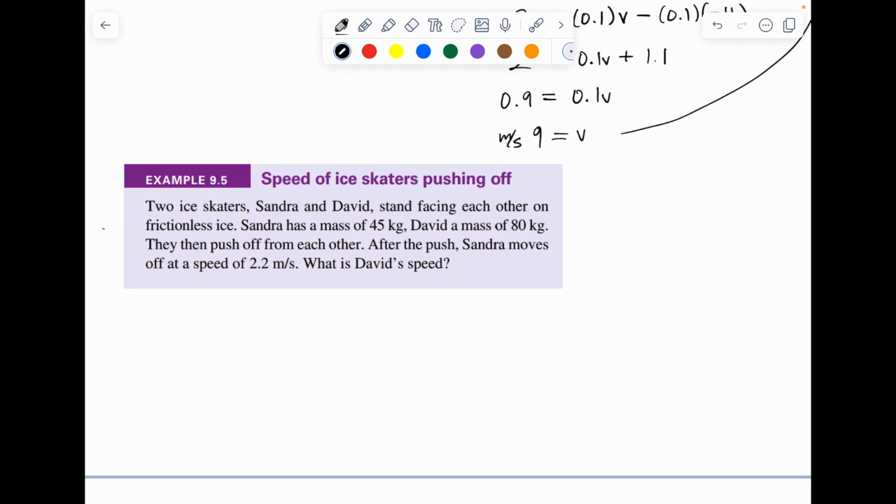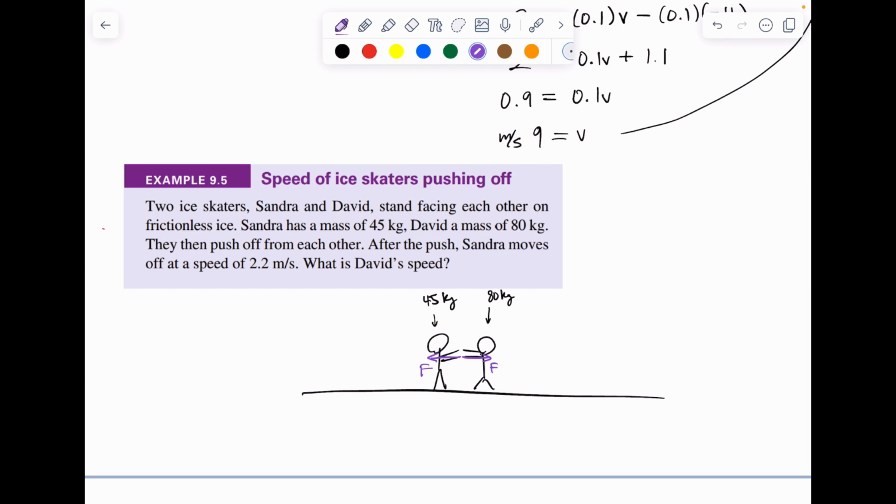2 ice skaters, Sandra and David, stand facing each other on frictionless ice. Right? So they're like this, on some ice. Sandra has a mass of 45 kilograms, and David a mass of 80 kilograms. They push off of each other, right? So they exert equal and opposite forces.